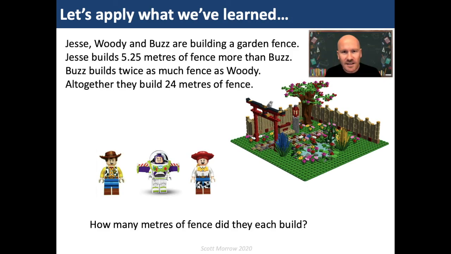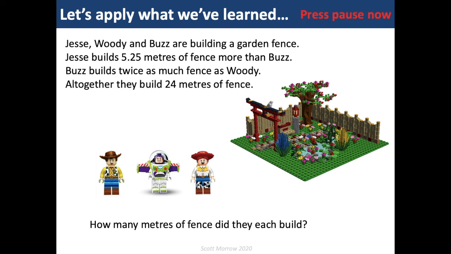The last thing I'd like you to do today is, can you apply what we've learned? So as a class, I'd like you to discuss, analyse and solve the following problem. Jessie, Woody and Buzz are building a garden fence. Jessie builds 5.25 metres of fence more than Buzz. Buzz builds twice as much fence as Woody. Altogether, they build 24 metres of fence. How many metres of fence did they each build?